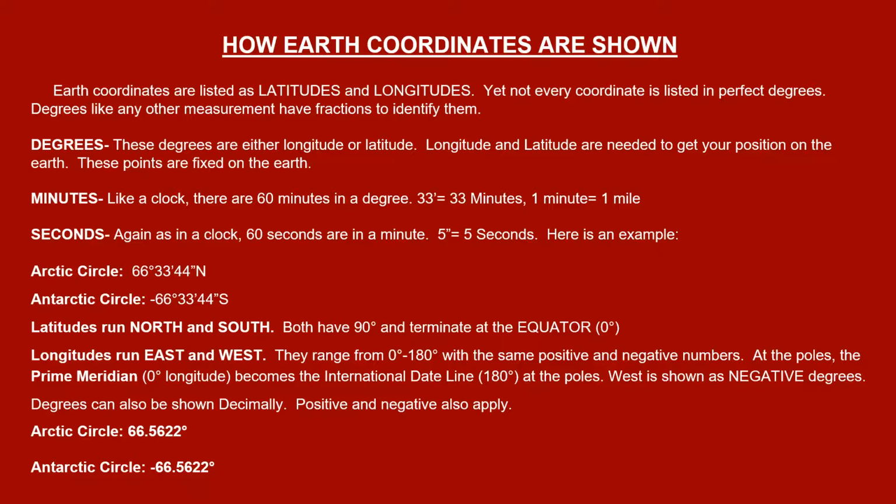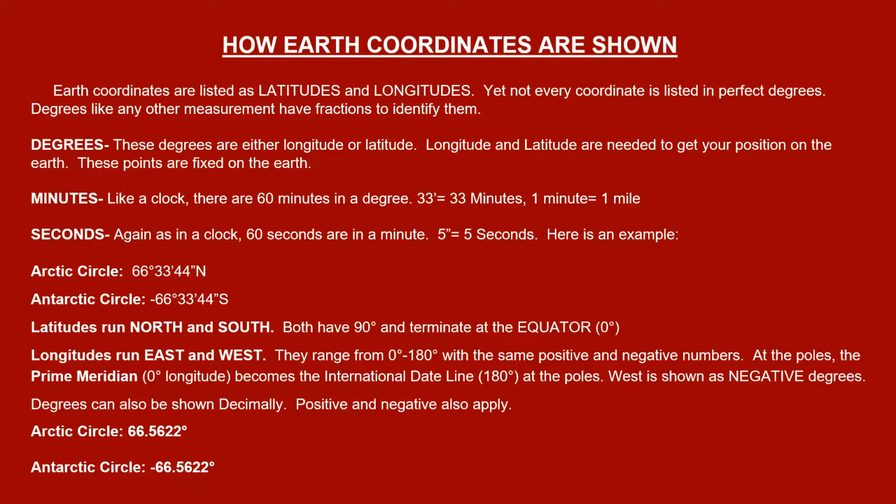Minutes, like a clock, there are 60 minutes to a degree. 33 and an apostrophe equals 33 minutes. Keep in mind that 1 minute is 1 mile. Seconds, again as in a clock, 60 seconds are in a minute. 5 with quotation marks equals 5 seconds.